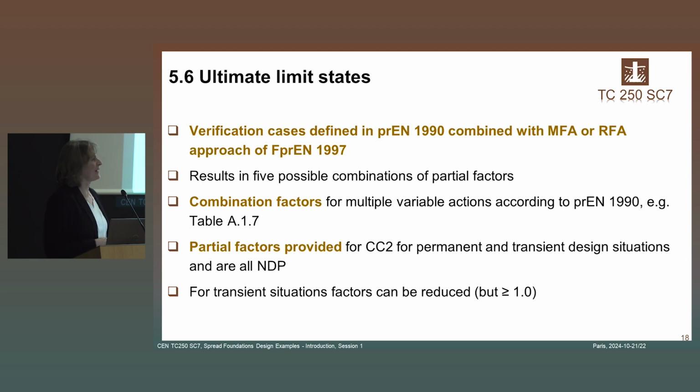And these partial factors are established for consequence class 2 for permanent and transient design situations, but they are all NDP, so they might be adjusted by your national annex. And there is a possibility to reduce those factors for transient situations, as long as they remain larger than 1. And this is something, for example, that we have in Germany, where we calculate with smaller partial factors for temporary design situations, like a construction pit, so retaining structures for a construction pit.